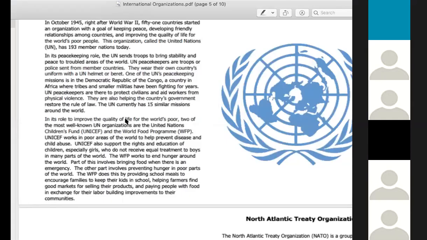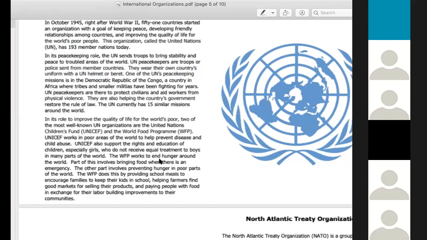In its role to improve the quality of life of the world's poor, two of the most well-known UN organizations are the United Nations Children's Fund, or UNICEF, you may have heard of that, and the World Food Program, the WFP. UNICEF works in poor areas of the world to help prevent disease and child abuse. UNICEF also supports the rights and education of children, especially girls, who do not receive equal treatment to boys in many parts of the world.